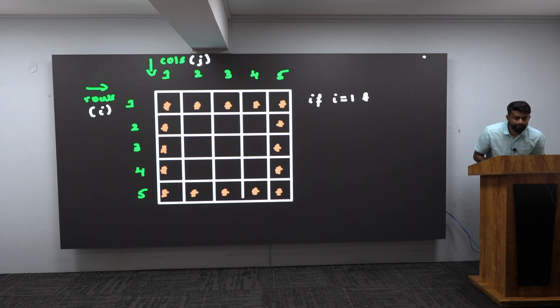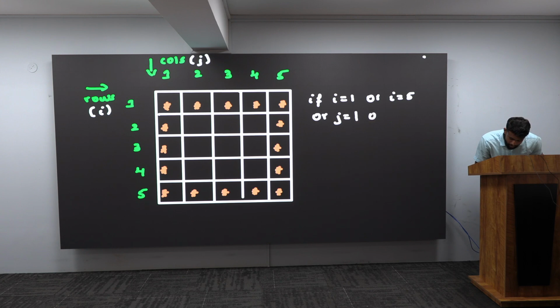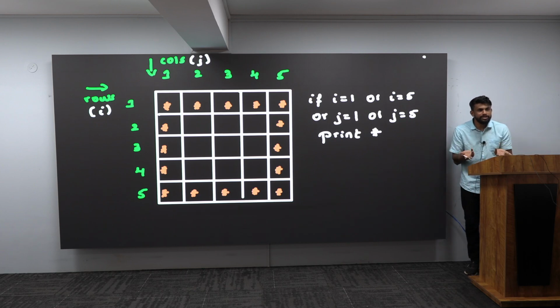And I will not tell "and", I will tell "or". What you should tell? Or. Or what? I equal to 5. Not only this. What you should tell? Or J equal to 1. Or. What you should tell? J equal to 5. What you should do? You should print. What you should print? Star. In English I am writing.